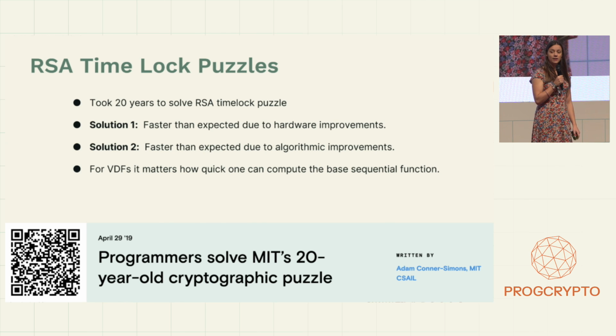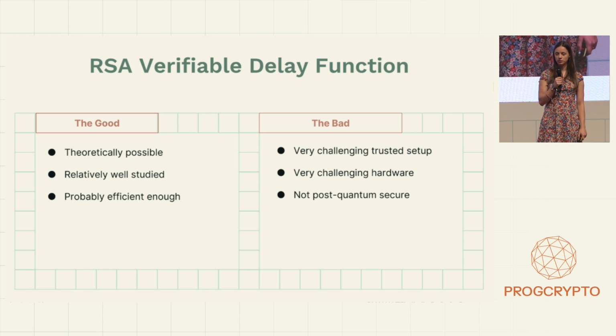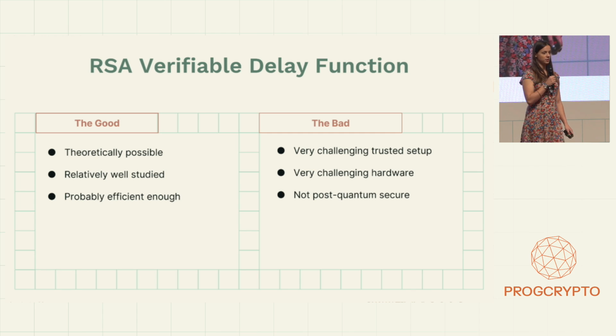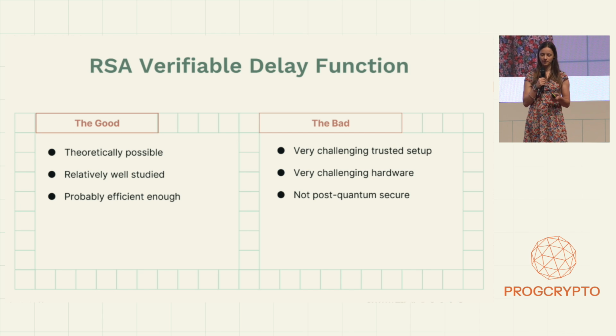For VDFs, it really does matter how quickly we can compute our base sequential function, and having speed-ups on the computation time of the base sequential function would matter. Okay, so the good regarding the RSA verifiable delay function is that it is theoretically possible, it's as well studied as we're going to get, and it's probably efficient enough. There are some catches with this, of which I will talk about the first 2 in much more detail. The first is that there is a very challenging trusted setup. There's also very challenging hardware. Also, it is not post-quantum secure, nor is there any way that we know to upgrade it should something go wrong.